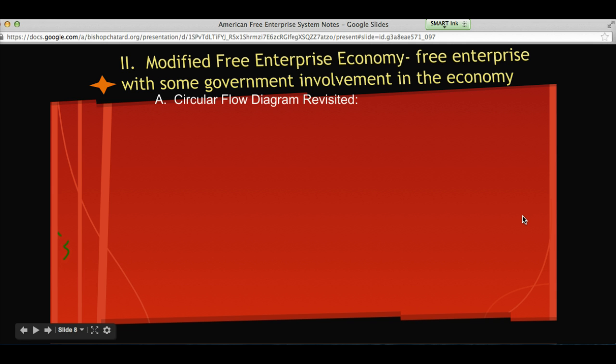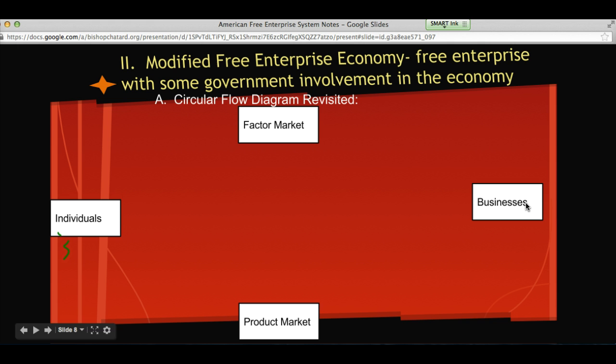So, if you remember when we did the circular flow before, okay, there we go. Circular flow revisited. We started with here. Remember this? And we had our 4 boxes. We have the individuals, businesses, the factor market, the product market. Okay, we are going to look at this again. We are going to draw it out again because we're going to add to it.